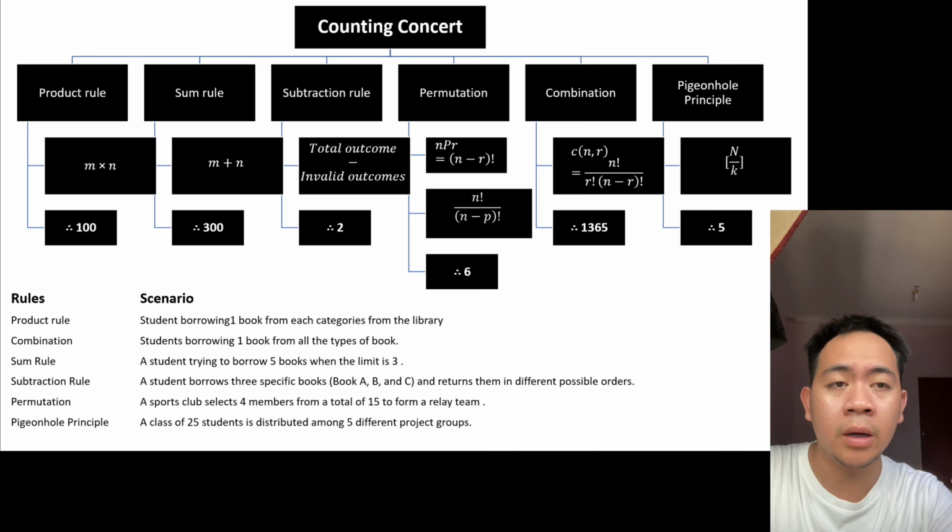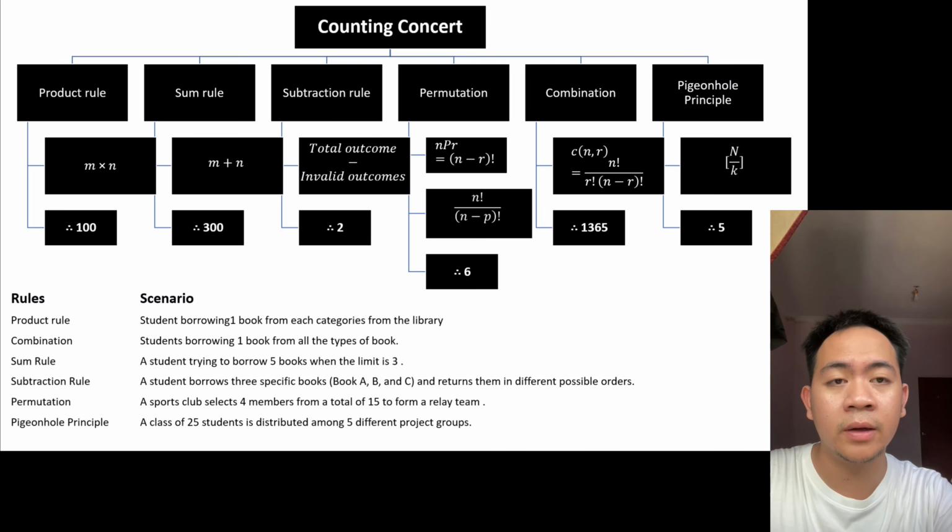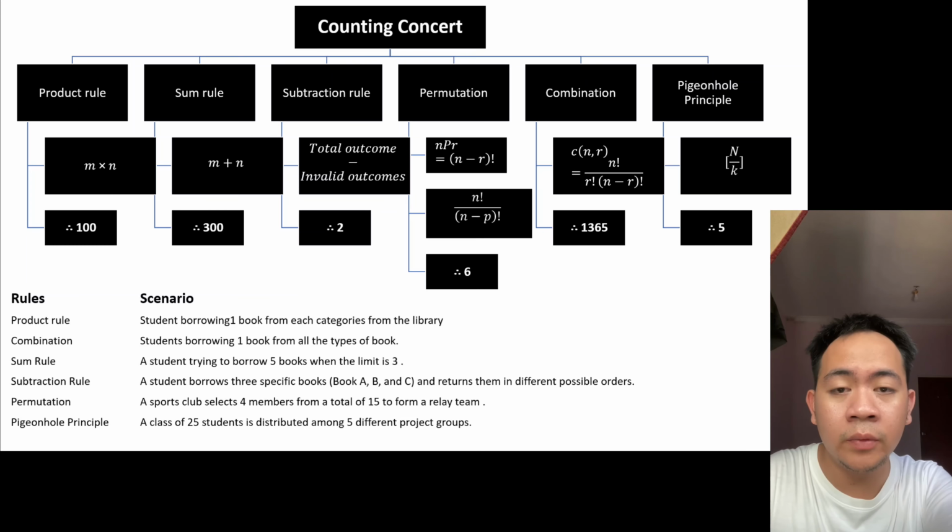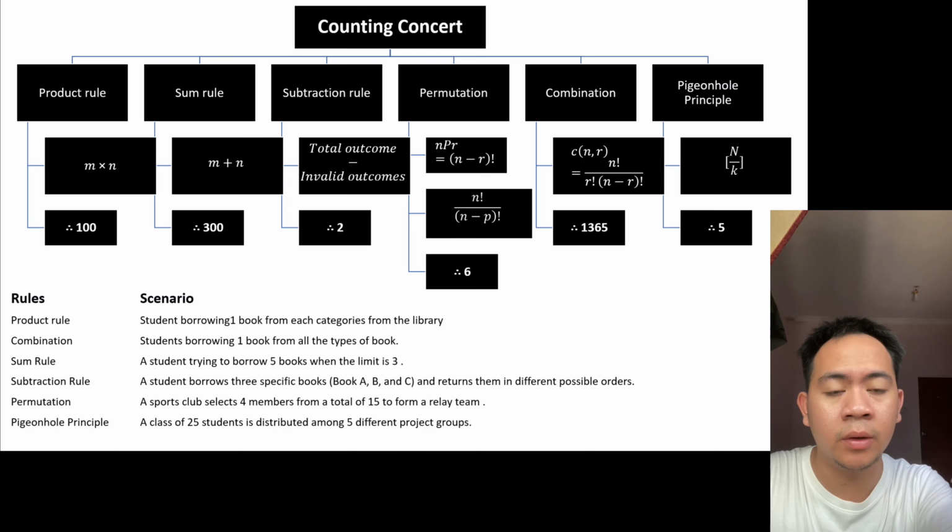For scenario 6, we are given 25 students who are divided into 5 different project groups. In the pigeonhole principle, the objects are the 25 students. The boxes are the 5 project groups. Then we apply the pigeonhole principle formula where n is equal to 25, the number of students, and k is equal to 5, the number of groups. We apply the formula: 25 over 5 is equal to 5. Since the result is already a whole number, the ceiling remains 5.